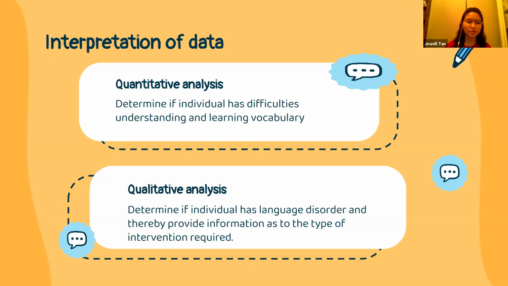On the other hand, we also use qualitative analysis, which makes use of the items under the receptive vocabulary, which I've mentioned earlier, which includes the home and school vocabulary, the parts of common daily speech, and STEM vocabulary words. By analyzing these words, you will know whether this individual has a language disorder and therefore provide the information as to the type of intervention required.